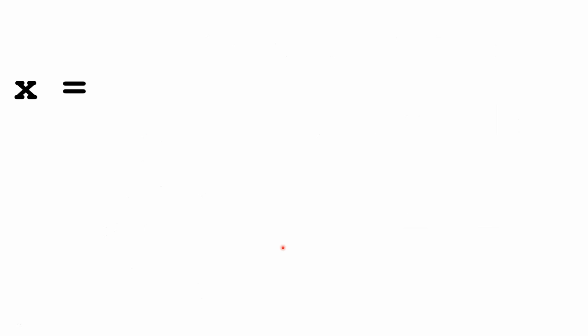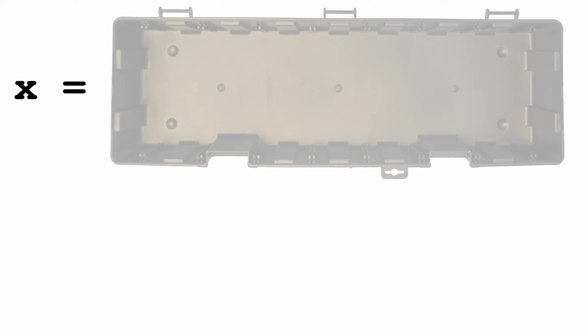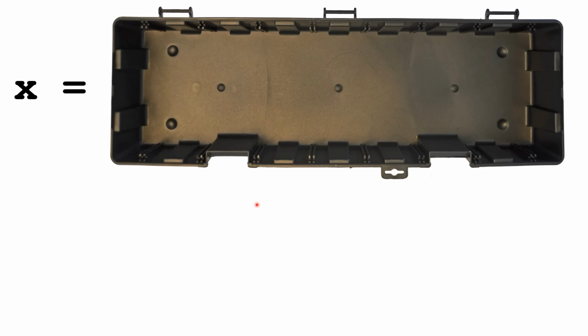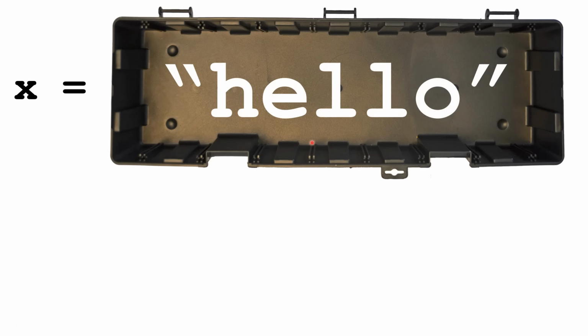Let's start by thinking about what a variable is. A variable is like a container. It can hold different things, like an int, or a double, or even an object like a string. However, it can only hold one value at a time.